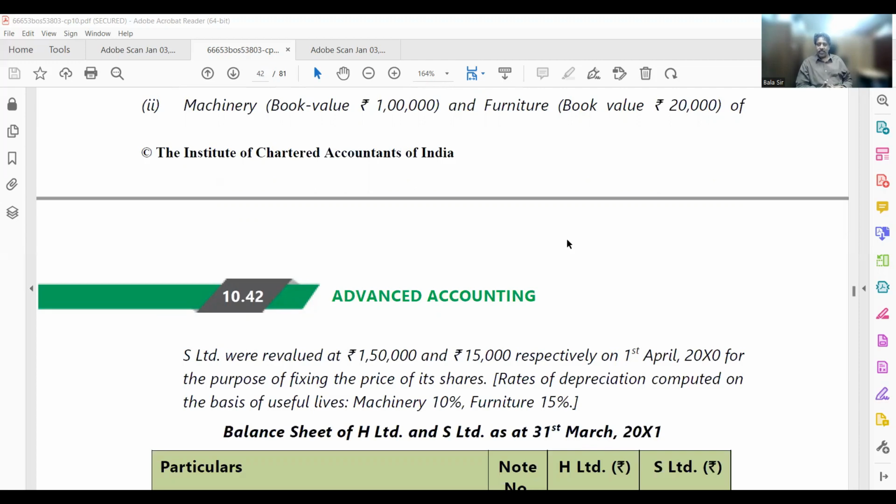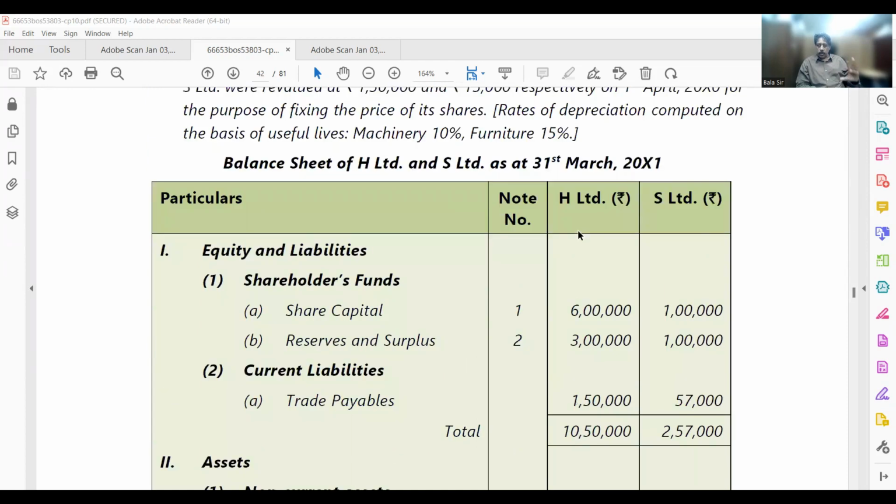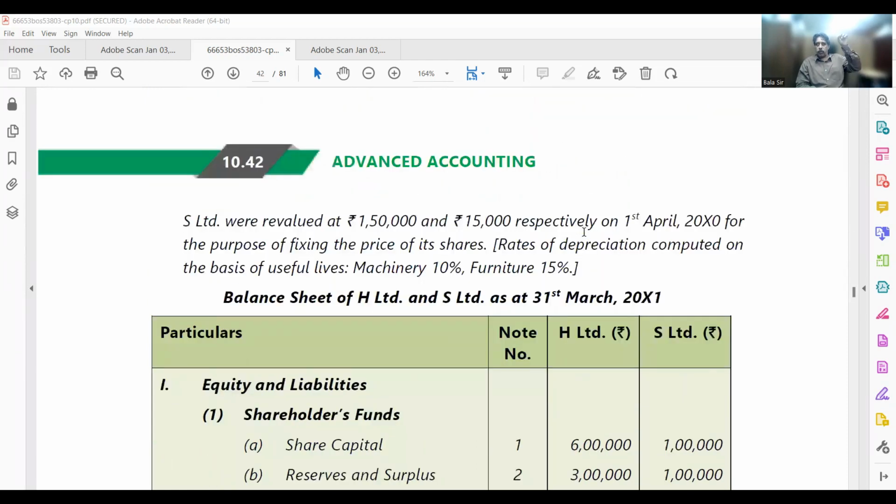Next. Rates of depreciation computed on the basis of useful lives: machinery 10%, furniture 15%. Very good. Now if you see the balance sheet of the subsidiary company, you'll find machinery of 1 lakh in your books. What is 10%? 10,000 rupees. What is the closing balance? 90,000. And furniture, what is the amount? 20,000. What is the rate? 15%. 3,000 off. Closing balance will be 17,000.